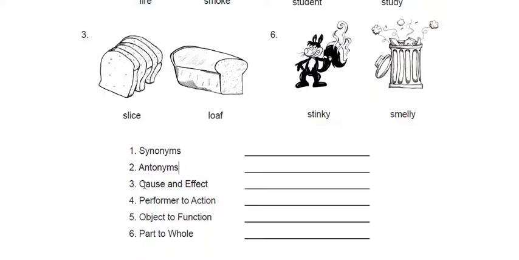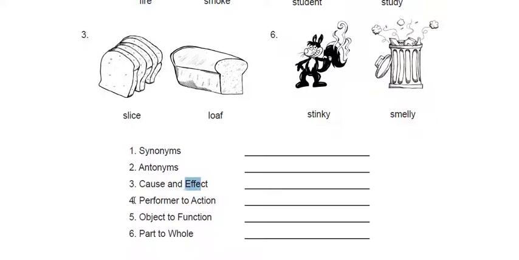Number 3, when we say cause and effect, for example, if there is rain, what will be the effect? There is flood. Or if there are garbages everywhere, there will be floodings. That is cause and effect. So when you study your lesson very well, the effect will be you will pass. You will have a high grade.